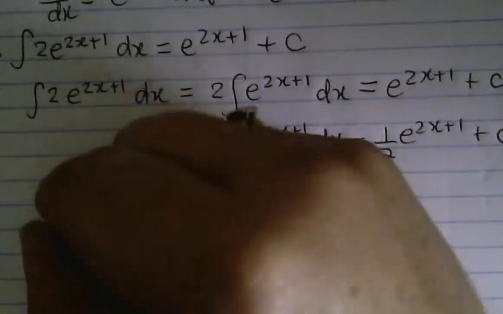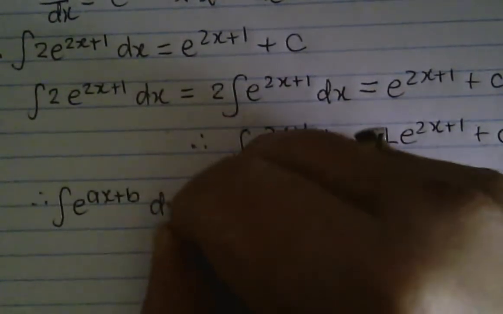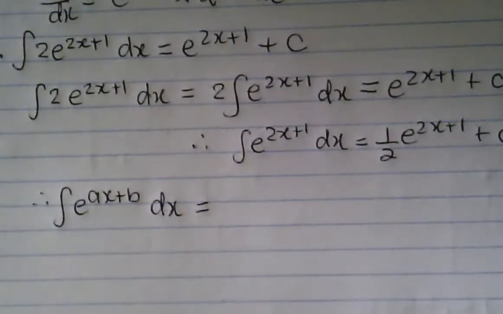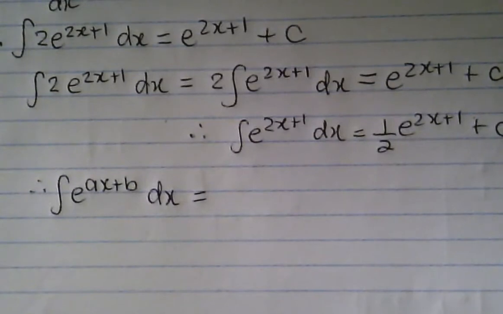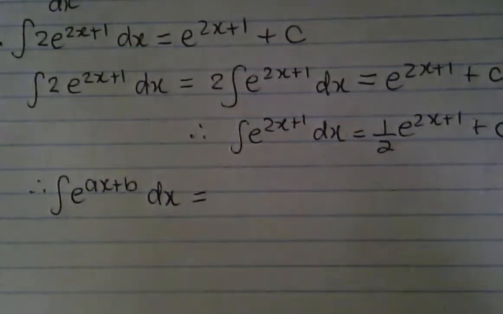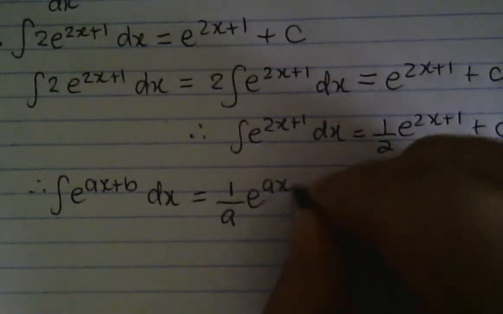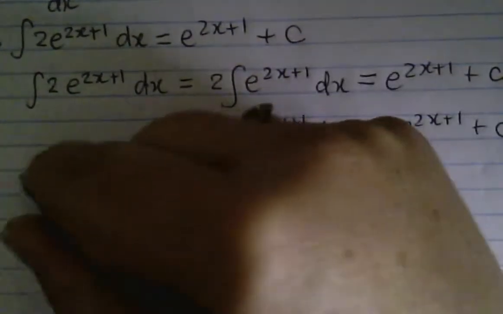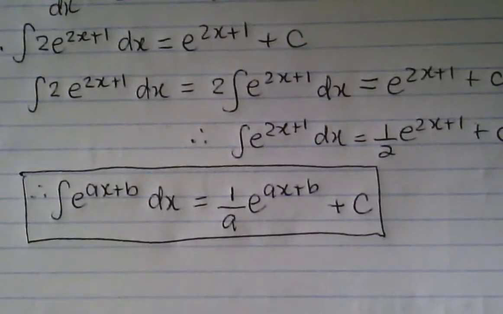Okay? That brings us up to our rule now. Therefore, the integral of e to the ax plus b dx. This is not e to the power of x squared, all right? It's specifically e to the ax plus b, where this is something like 3x plus 5 or negative 2x plus 2 or whatever. That is equal to 1 over a e to the ax plus b plus c. That is the rule for integrating e to the ax plus b.